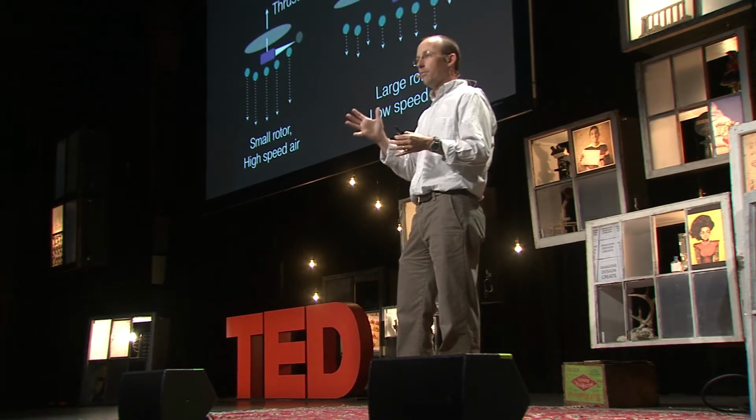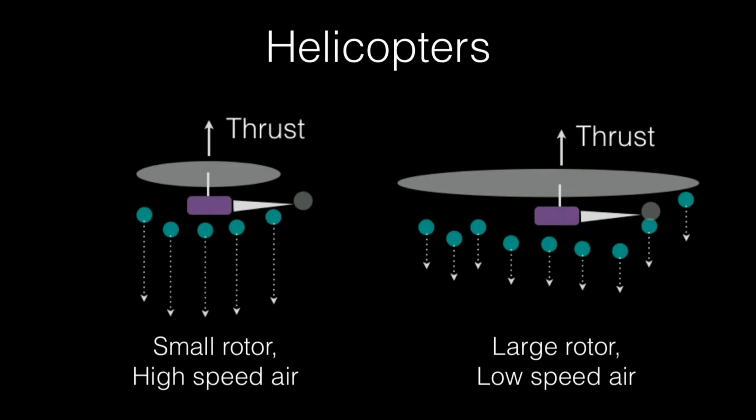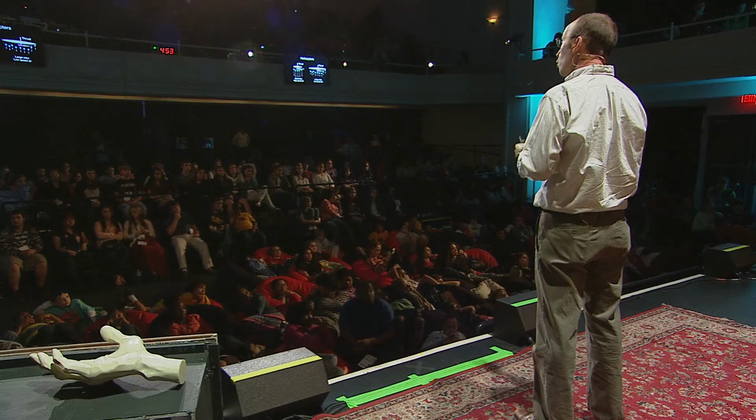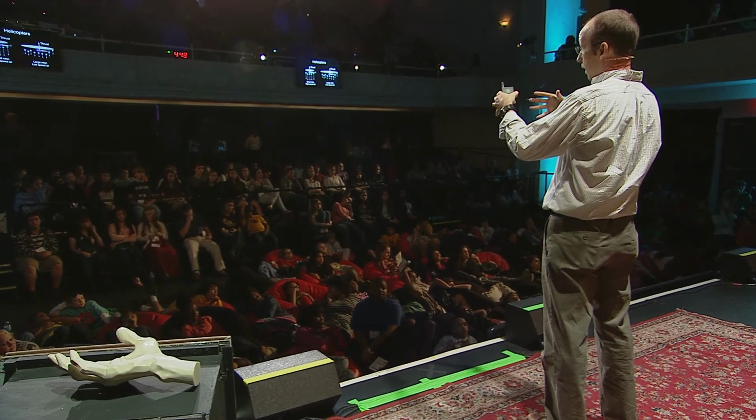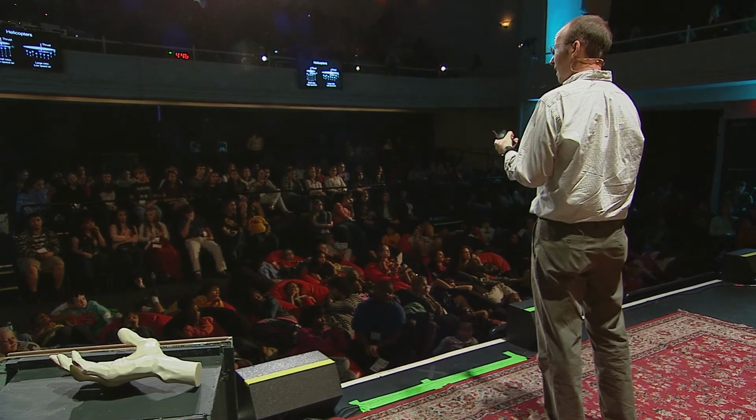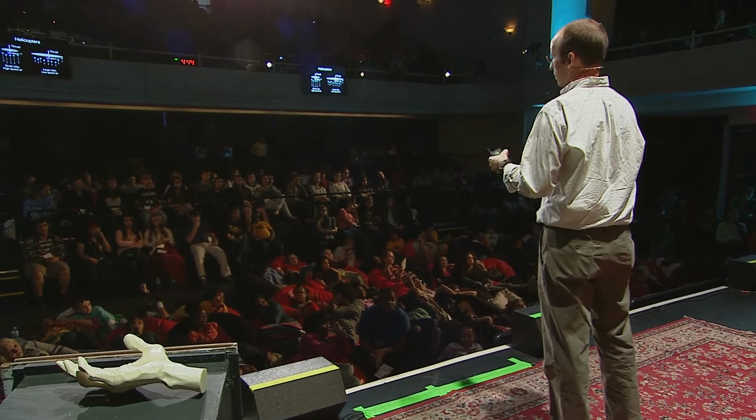Let's say that we take these balls and we throw them down, and say these balls are air. This is what a helicopter does. It's throwing air down, and that's what makes it stay in the air. So there are two ways that I could do this. I could have a small rotor on my helicopter, like you see there, but if I do that, I'm going to have to throw the air a lot faster in order to make myself stay up. I could have a bigger helicopter with a bigger rotor, and I could throw more air, but not quite as fast. So you could do it either way.